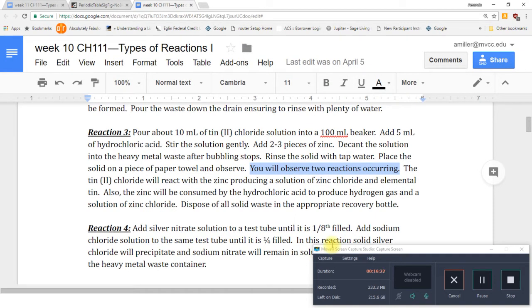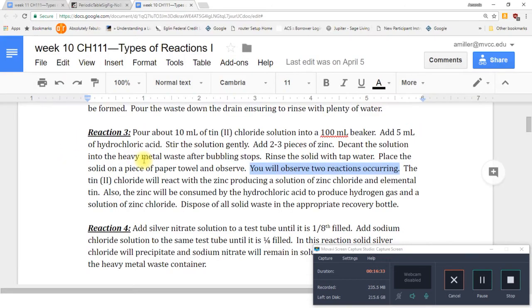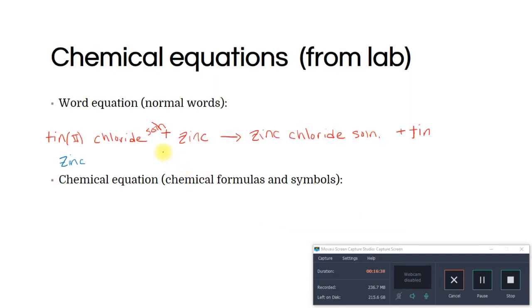The other reaction is also in here. It says also the zinc will be consumed, so zinc. Only about half my letters are showing up. This is kind of weird. The zinc will be consumed by the hydrochloric acid. So if it's being consumed by it, that means that they're reacting together.